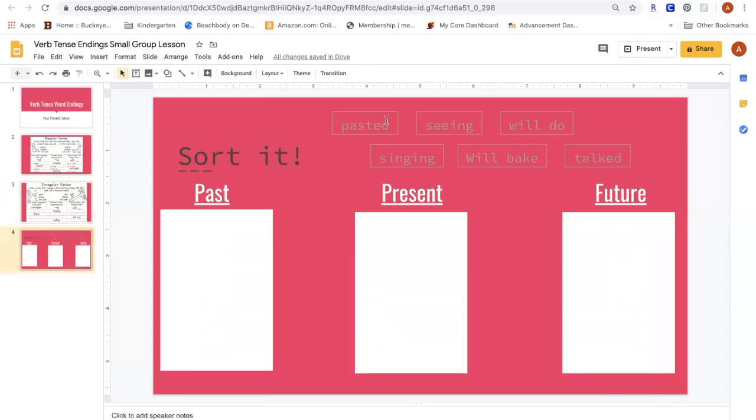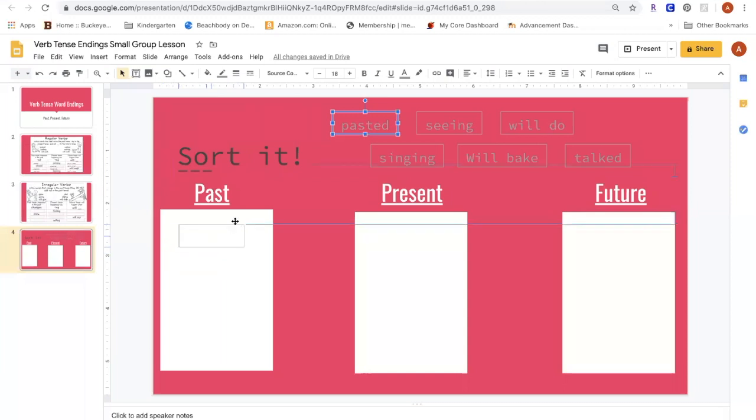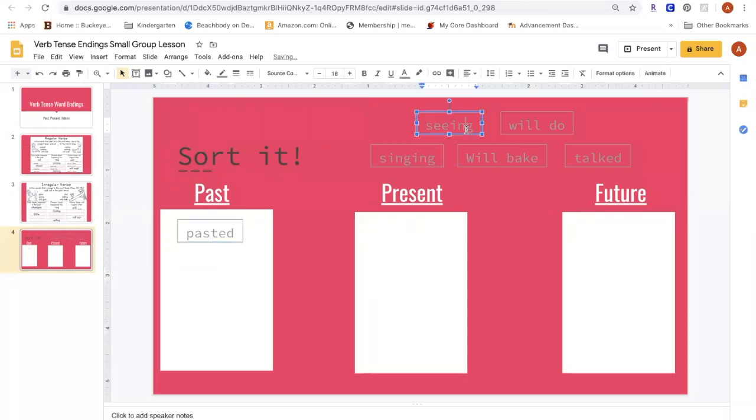I'm going to give you a word, and you're going to tell me if it's past, present, or future, okay? So the word is "pasted." I pasted. Was that past, present, or future, Jack? Past. Past, good job. So I'm going to drag that over here. Awesome. All right, how about "seeing"?